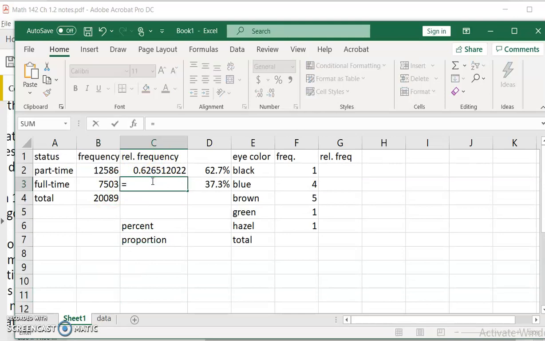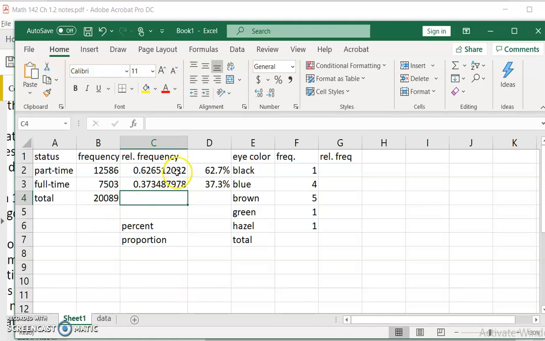So if you want to divide, I want to find the percentage of 7503 out of the total, I would divide whatever is in this category by the total, which is 20089, right? So this is the actual number, but I will do the rounding. 62.65 becomes 62.7, right? I do 2 decimal places and I want 1 decimal place. And then 37.34 will become 37.3 only because 4 is less than 5.